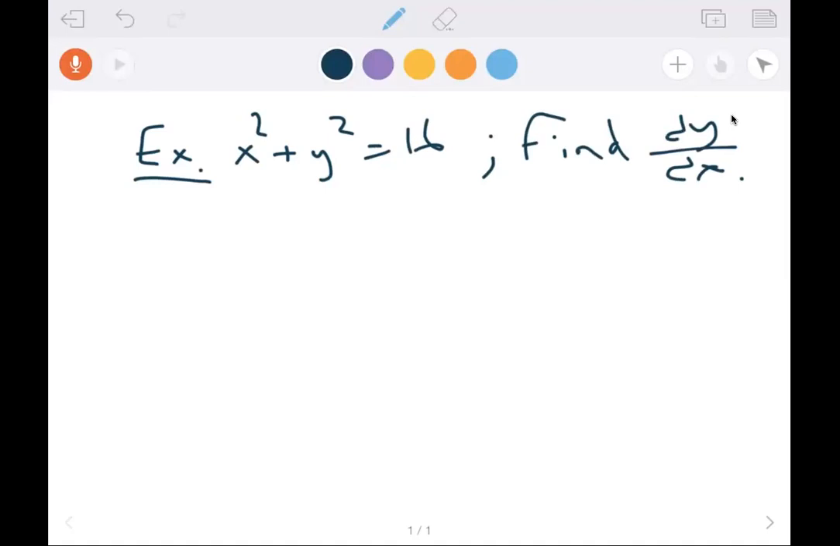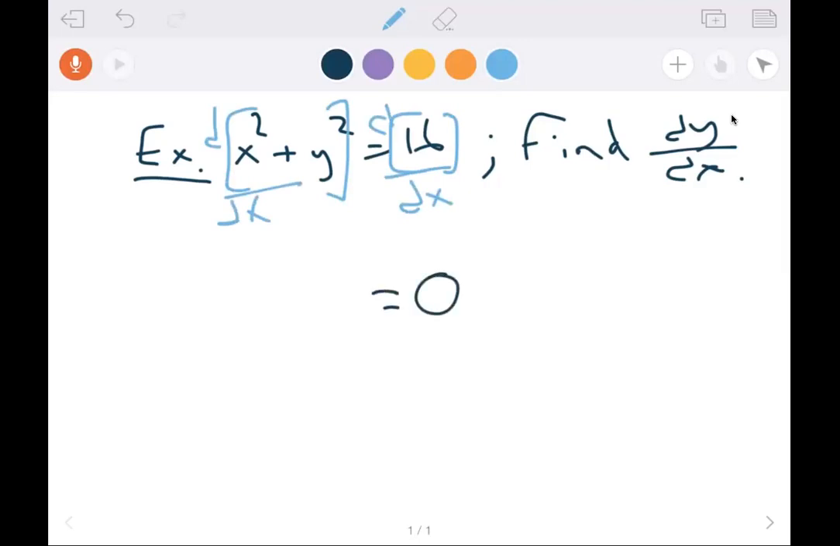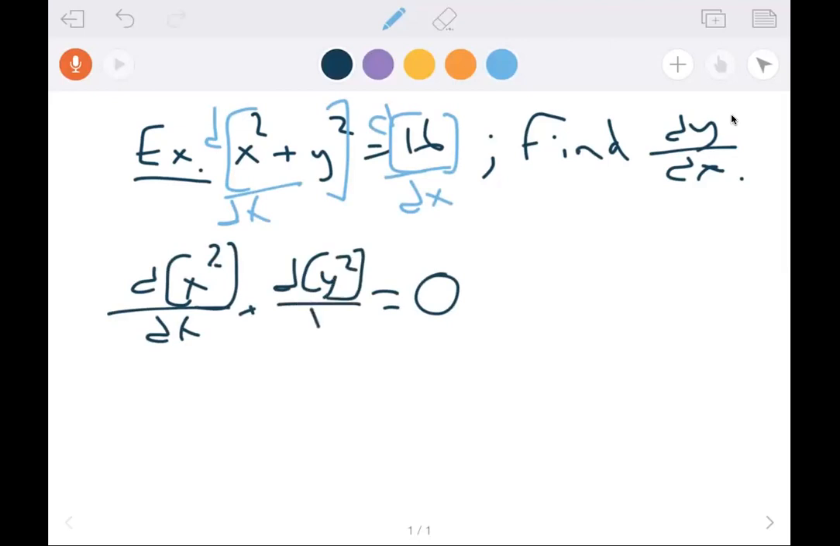If we differentiate the right side and the left side, both with respect to x, a lot of times I'll notate it like this. The derivative of 16 with respect to x gives me 0. Then on the other side, split your two pieces up: the derivative of x squared with respect to x plus the derivative of y squared with respect to x. Don't lose your equal 0, but start with your easy pieces. The derivative of x squared with respect to x is just 2x.